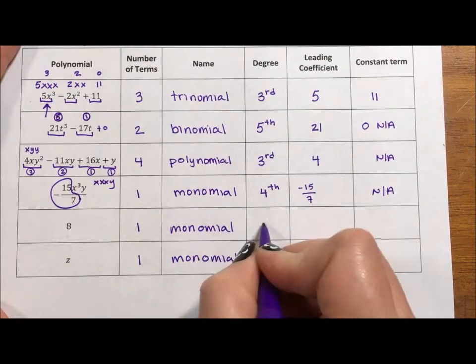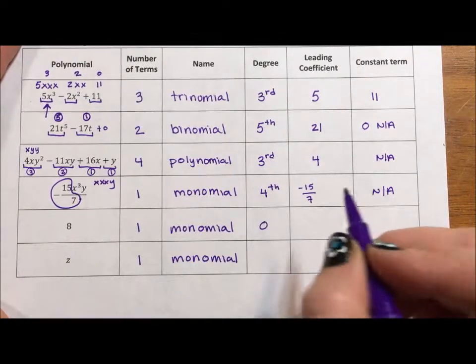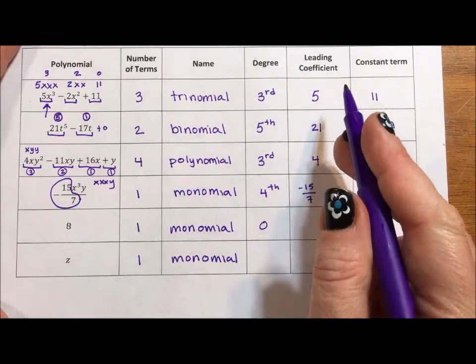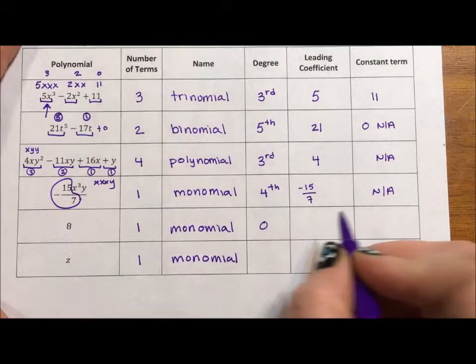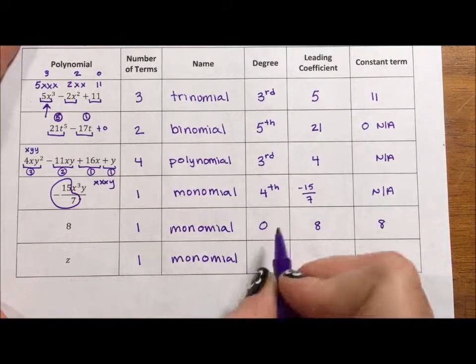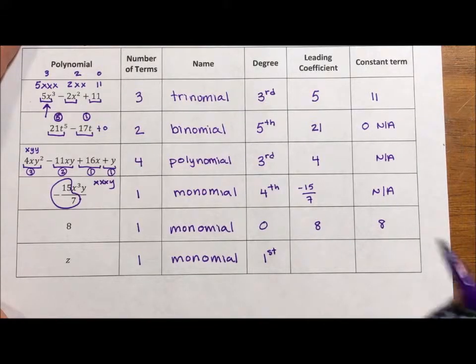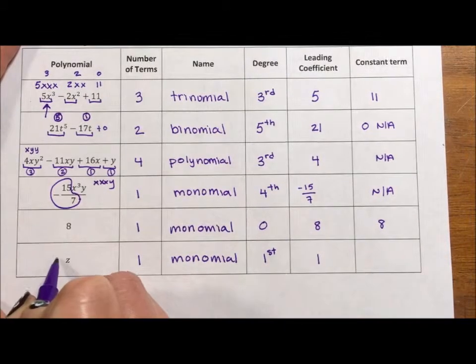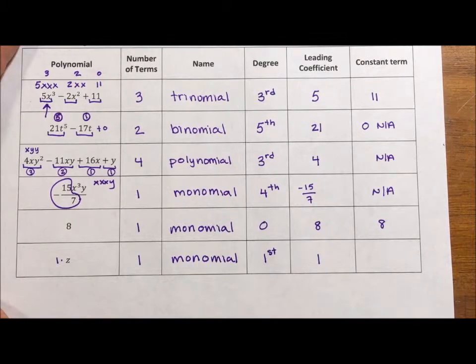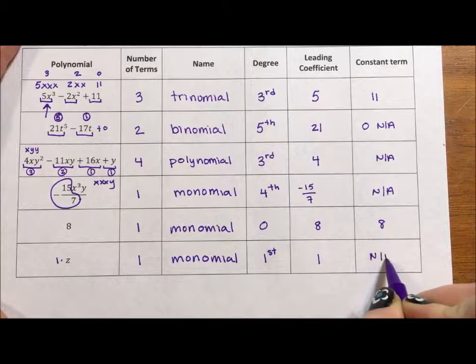8. The degree of this is 0. This is a 0 degree polynomial because there isn't anything we don't know about this polynomial. The leading coefficient, well, it's 8 because that's the only coefficient, and my constant term is 8. And then this one, z, is z to the first. That's a first degree monomial. The leading coefficient is 1 because there's always an implied 1 times. Even if you don't see the 1, there is a 1 there. And the constant term, there is none, not applicable.